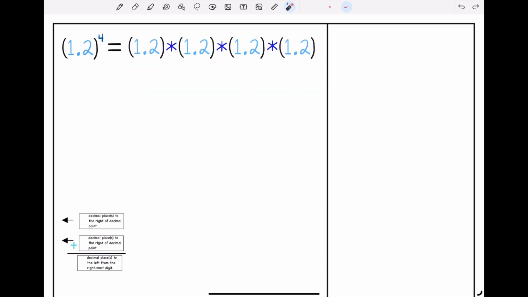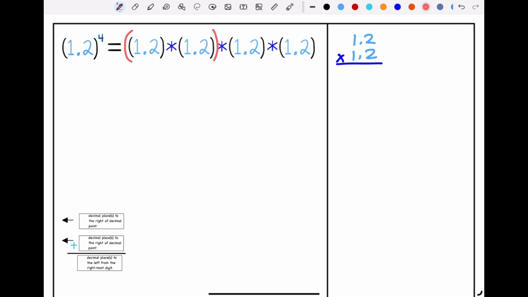So what we're going to do is use the associative property, multiply 2 numbers at a time, and continue that process until we run out of numbers to multiply with. Alright, so we'll first group the first 2 1.2s together and multiply them. So we have 1.2 times 1.2.